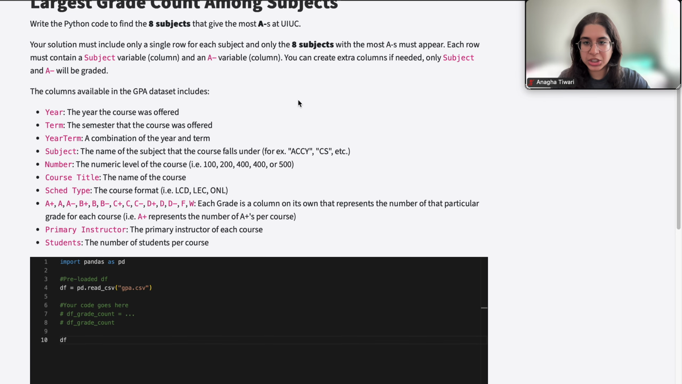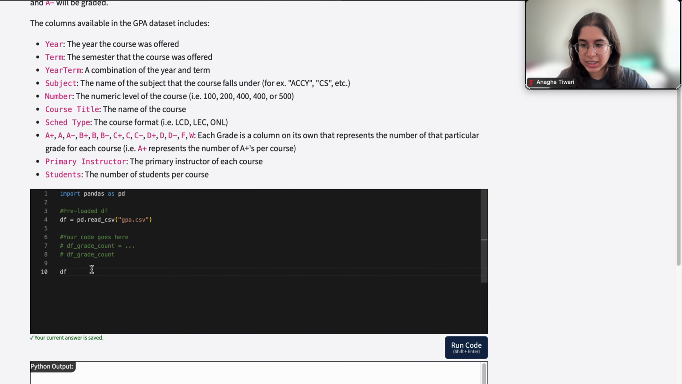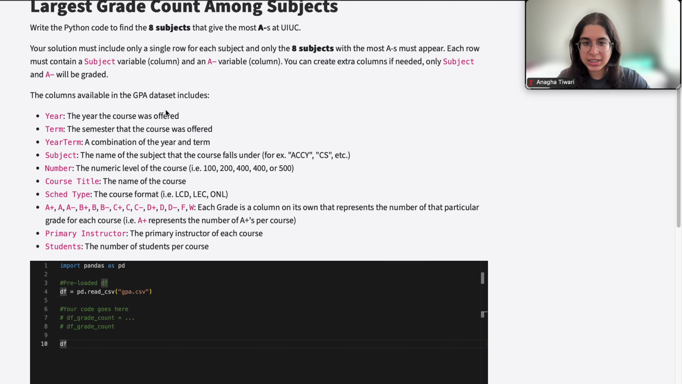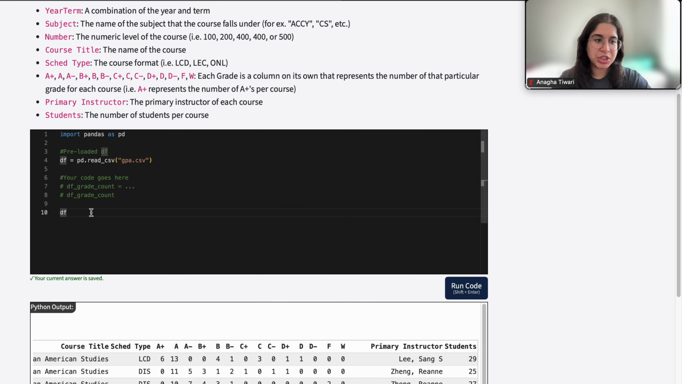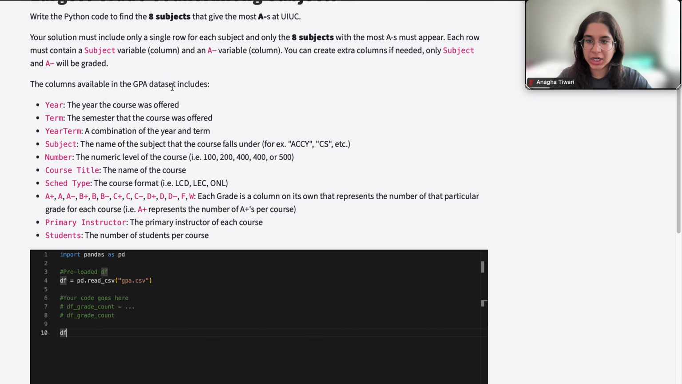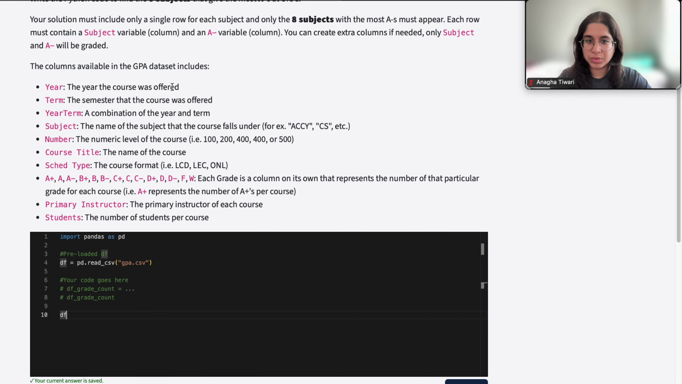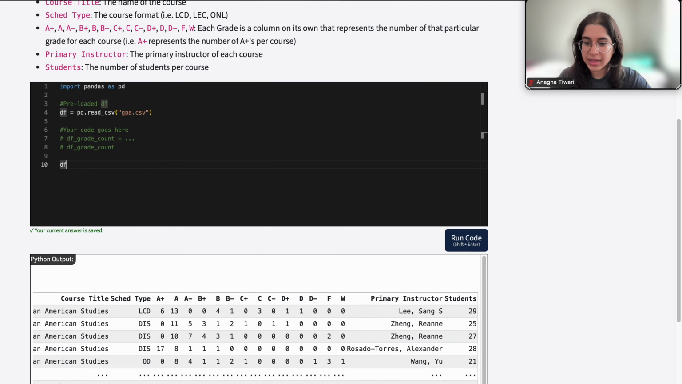So here we want to just find the 8 subjects that gave the most A minuses at UIUC, right? And it says here that each row must contain a subject variable and an A minus variable. You can create extra columns if needed. Only subject and A minus will be graded.